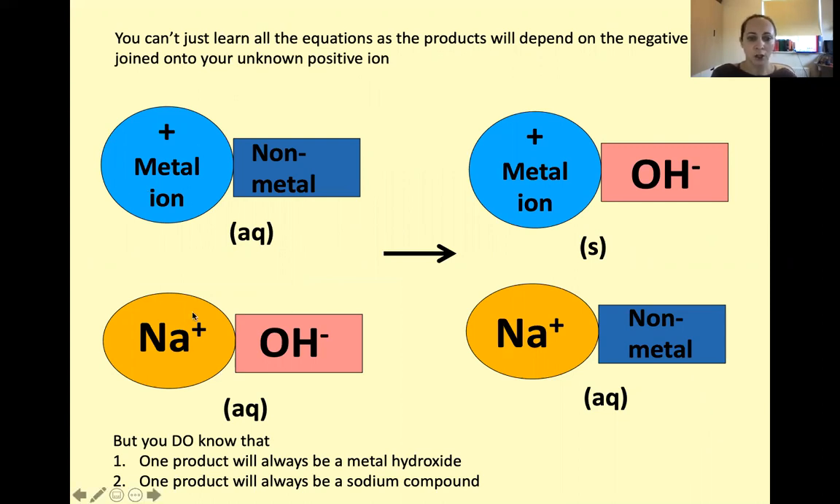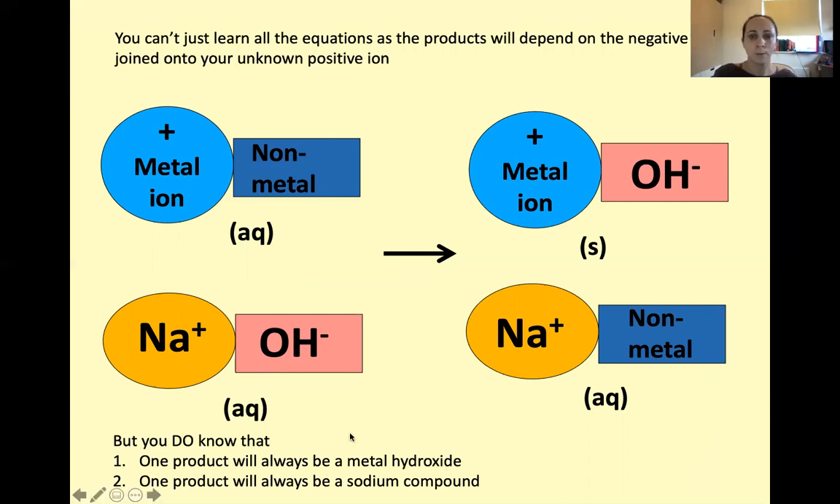However, there's two things you do know. Since during our reaction, our sodium and our metal ions swap places, we know that one thing we make would always be a metal hydroxide because the metal ion will join to the hydroxide bit. So these two will swap and you will always make a metal hydroxide. We know that the sodium ion in the sodium hydroxide will always swap places and join to the non-metal. So therefore, one thing you will make would always be a sodium compound. So you know that, you just need to figure out exactly what they will be. And that's our real high level application.